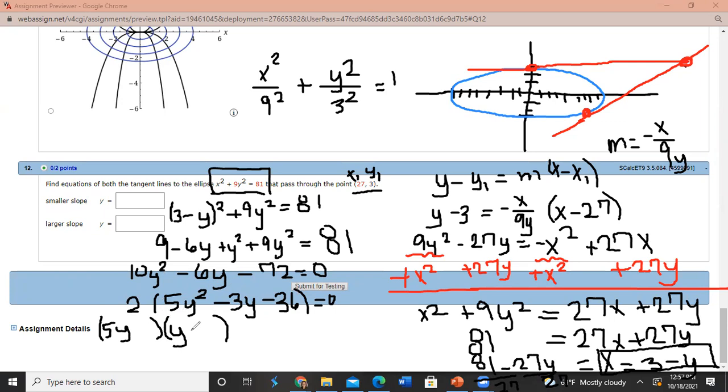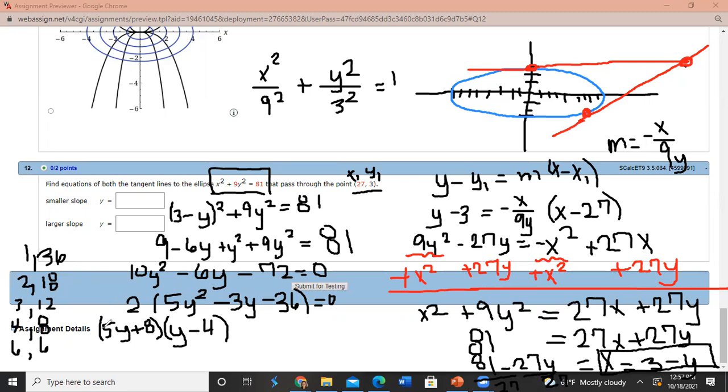Let's see, 36 could be 1 and 36. It could be 2 and 18. It could be 3 and 12. 36 is one of those rude ones. There's a bunch of them. 4 and 8, or it could be 6 and 6. So you start really wherever you want. Let's go, I don't know, negative 4 and positive 8, and give it a try.